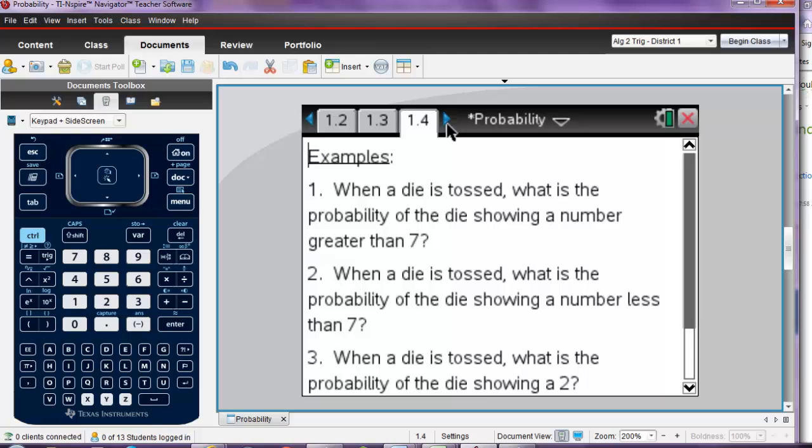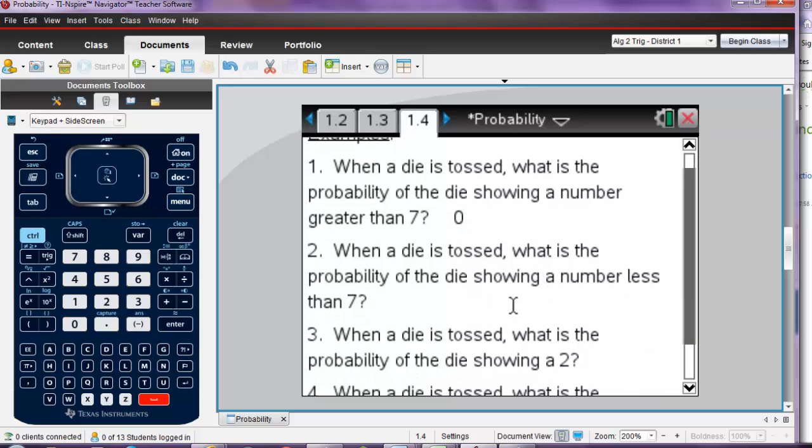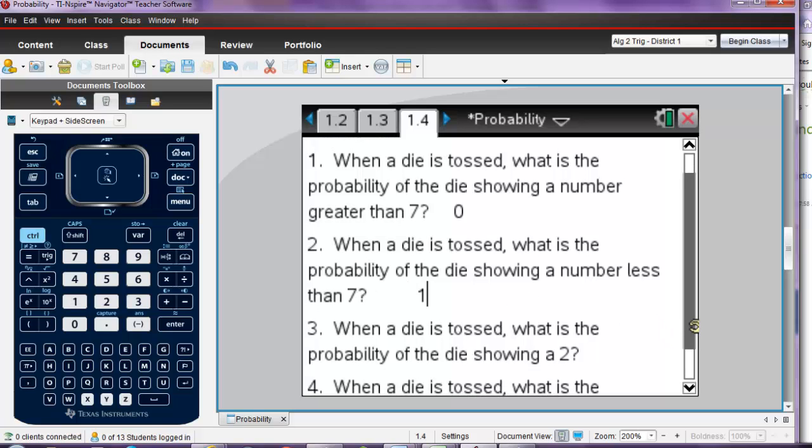Number 1, when a die is tossed, what is the probability of the die showing a number greater than 7? Well, on a die, the numbers are 1 through 6, so there is no 7, so that's impossible. The probability is 0. When a die is tossed, what's the probability of the die showing a number less than 7? Well, all of the numbers are less than 7, so the probability is certain, it's 1. So again, just two examples of an impossibility and a certainty with probability.